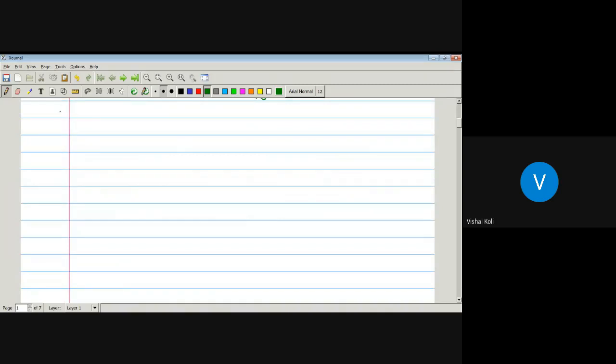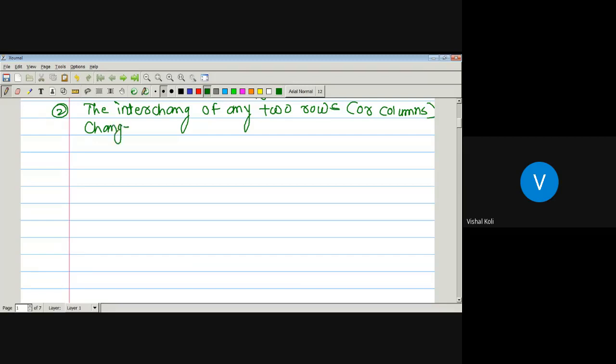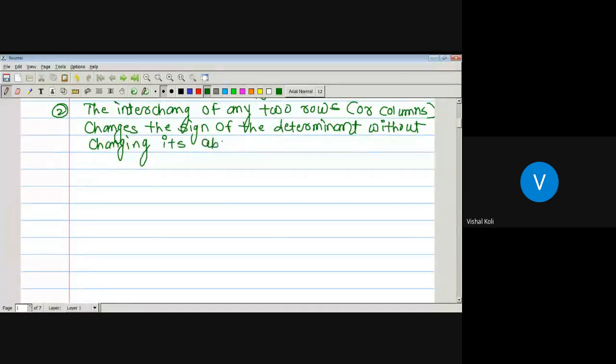Now the second property says that the interchange of any two rows or columns changes the sign of the determinant without altering its value, that is, without changing its absolute value.